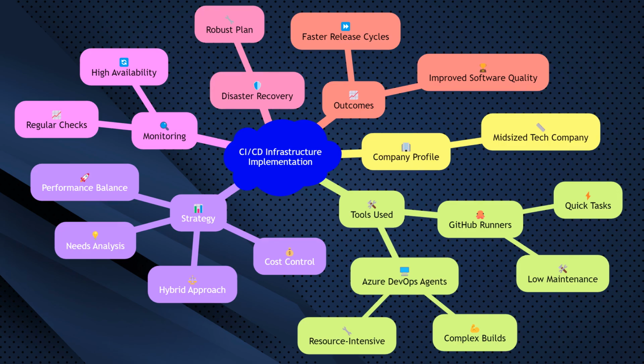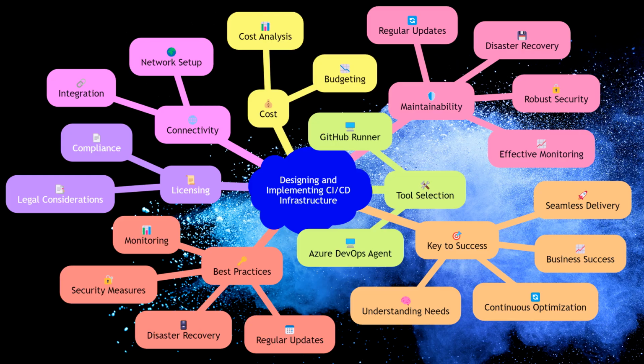In conclusion, designing and implementing a GitHub runner or Azure DevOps agent infrastructure requires careful consideration of various factors, including cost, tool selection, licensing, connectivity, and maintainability. By following best practices such as regular updates, robust security measures, effective monitoring, and disaster recovery planning, you can ensure a reliable and efficient CI/CD pipeline. Remember, the key to success lies in understanding your specific needs and continuously optimizing your infrastructure to meet those needs. This approach will help you achieve seamless software delivery and drive business success.